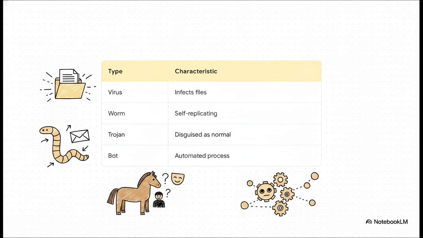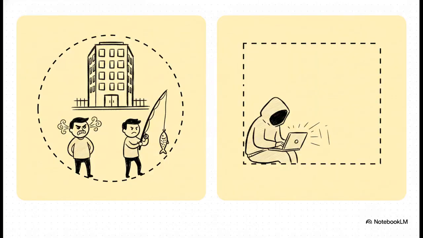A virus infects a file, but make sure you memorize that a worm is specifically designed to self-replicate and spread entirely on its own. A Trojan horse doesn't self-replicate at all. It relies on tricking you by disguising itself as a totally safe application. And finally, bots are automated processes that often group together to form massive malicious botnets. So, who's actually carrying out these attacks? They essentially fall into 2 main buckets.